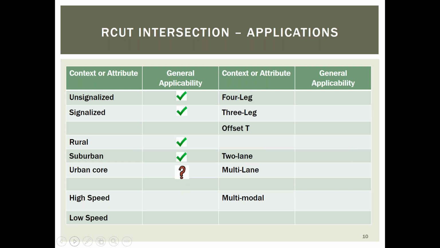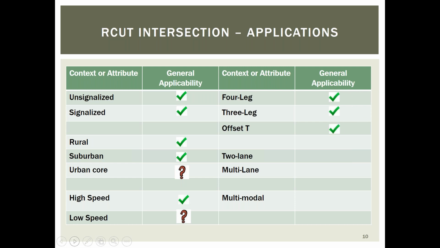Probably not going to be in an urban core simply because we typically don't have this kind of divided highways. Not to say that you couldn't. In fact, there are some downtown areas that do have those boulevard median type of facilities. So it's possible, but predominantly you're going to see these in the rural and suburban context. It's primarily going to be on a high-speed roadway, although you could apply it on a lower speed roadway.